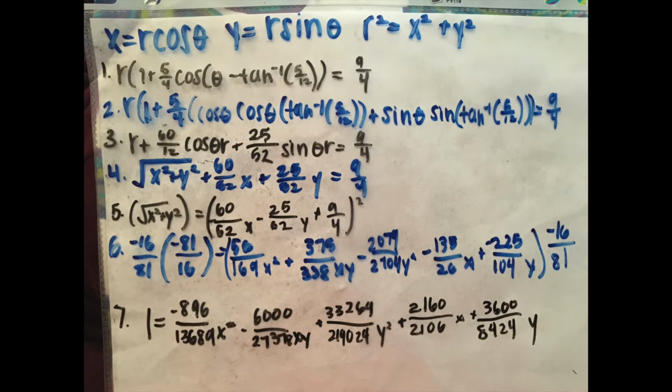After that, I multiplied both sides by negative 16/81 so I could get my left side equal to the 1, which is what I needed in order to graph this hyperbola.